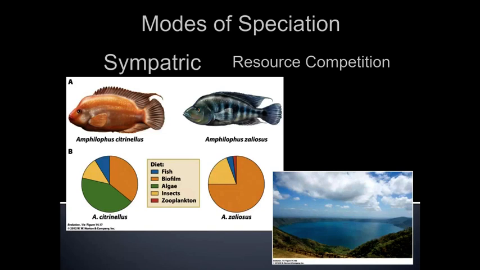And so although they're never completely geographically separated, they're all in the same lake, they may be spending more of their time in one part of the lake versus another. And so this competition for different resources might be a barrier that is strong enough and long enough to completely separate them into new species.